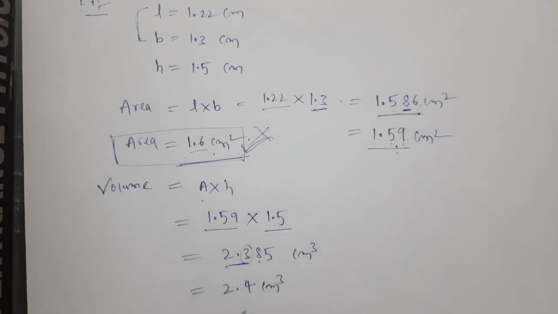This is the correct volume, and this is the correct area. But if you want to find volume from the area, we are not supposed to take this one. So we have to take this one or this one.